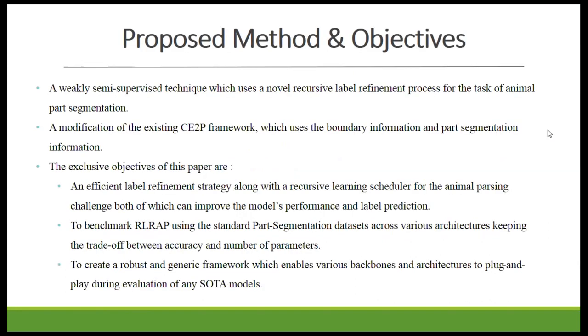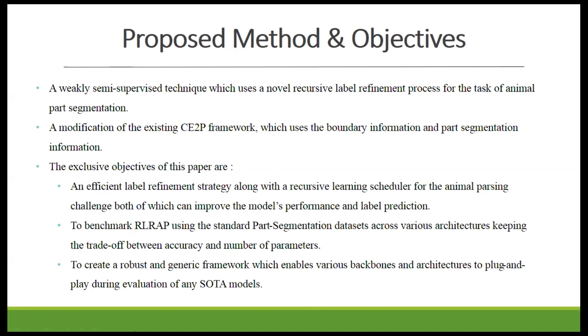So I'll get into the proposed method. What we implemented here is a weakly semi-supervised technique which uses an online recursive label refinement process for the task of animal body part segmentation. So here we have taken a CU2P framework. The CU2P framework basically uses edge prediction to get the boundaries of different parts of the animals, and along with that we have used our online refinement process to reduce the label noise and to get a more accurate model.